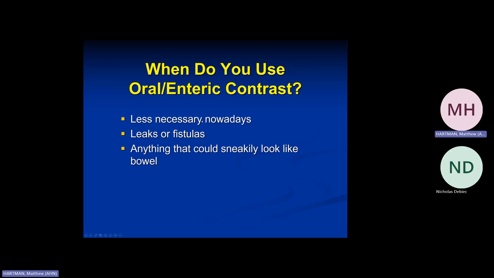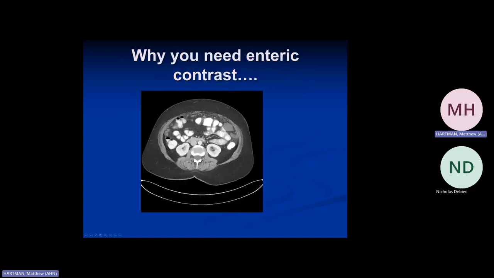So when do you need oral contrast on CT? Well, these days we're using it much less frequently. When I was a resident, we used it a lot more often, but trying to get patients through the ER more efficiently, we realized a lot of times it's not adding additional value. But if you're ever worried about a leak or a fistula, it's very important. And then anything that could look like bowel, especially our gyn-onc patients who might have omental caking. This is a very helpful instance. I'm going to show a case coming up.